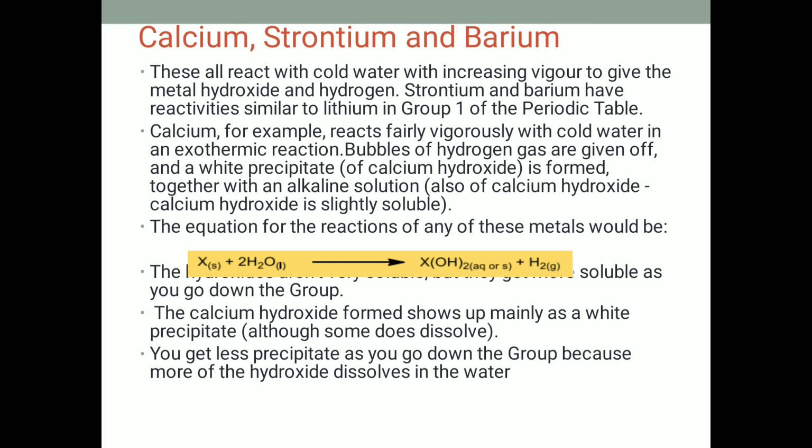Together with an alkaline solution, the equation for the reaction of any of these metals is given below. The hydroxides are not very soluble, but they get more soluble as we go down the group. The calcium hydroxide formed shows up mainly as a white precipitate. You get less precipitate as you go down the group because more of the hydroxide dissolves in the water.